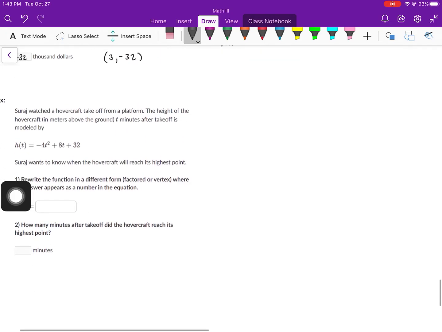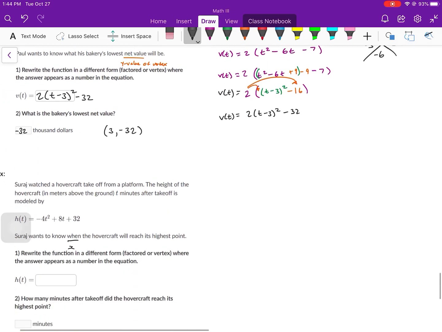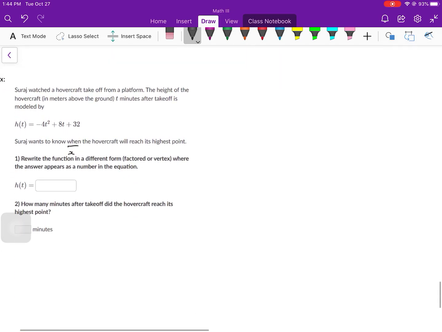This last one's very similar. They just want to know when the hovercraft, so this would be that x value that you would get from doing this. But same idea. When will it reach the highest point? So looking for the vertex, but this time we just want that x value.